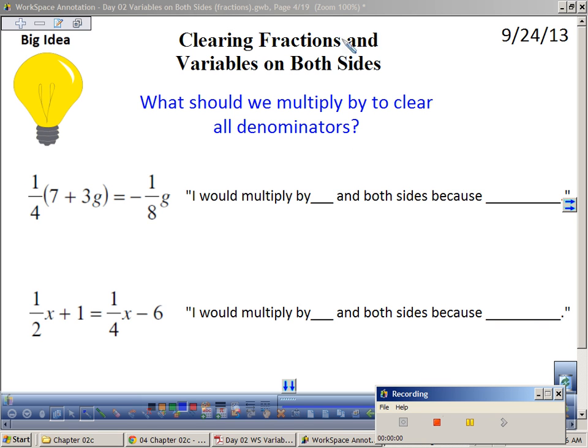Okay, so today we're clearing fractions and variables on both sides. What should we multiply by to clear all denominators? Okay, so how about Lauren? Can you complete this sentence for me? I would multiply by what to both sides? Because.